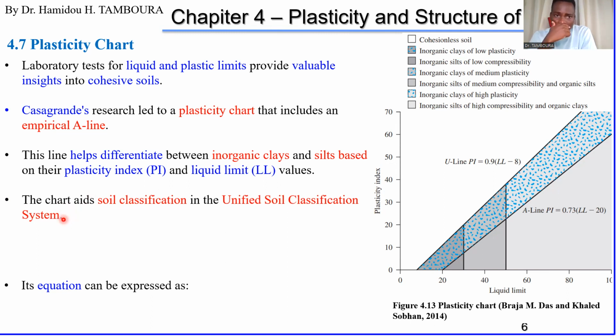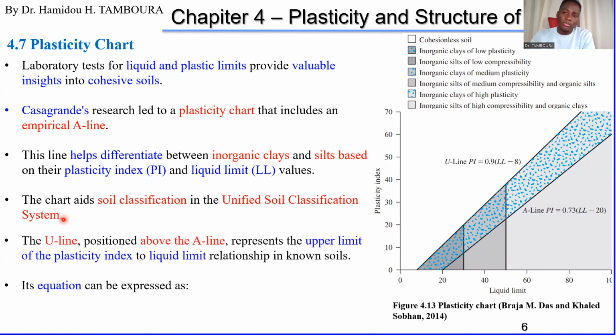This one is, I think, in chapter 5, the following chapter. After this video, the next video will be about soil classification. We have another line here, as you can see. This one is the U line. This U line is positioned above the A line. A line is here, U line is here. It represents the upper limit of the plasticity index to liquid limit relationship.